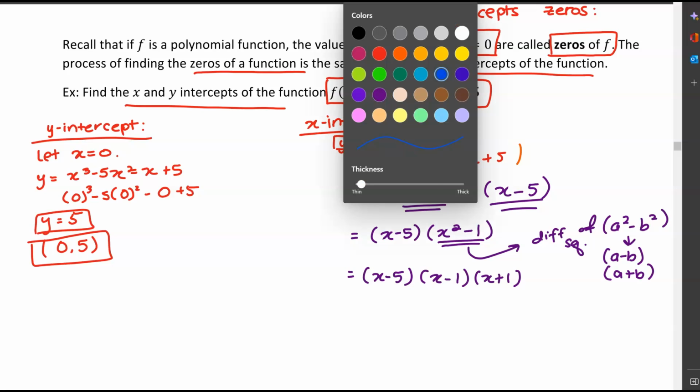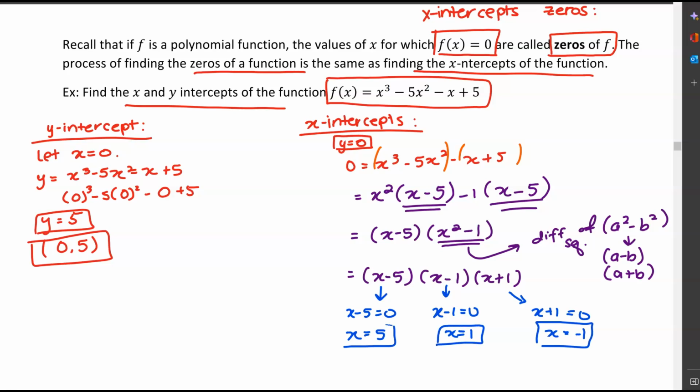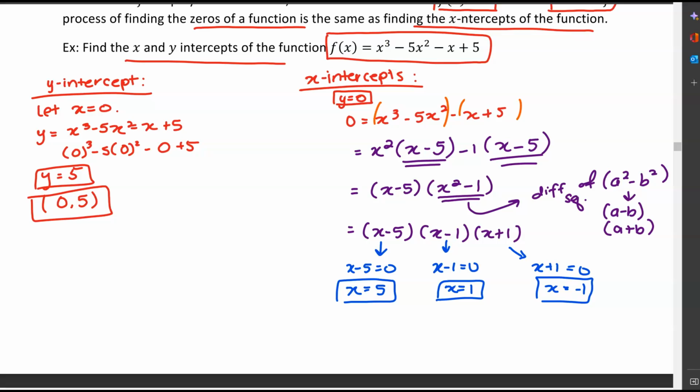These are all prime now, and so let's go ahead and set these equal to 0. So I have x minus 5 is equal to 0, x minus 1 is equal to 0, and x plus 1 is equal to 0. So therefore x must equal 5, x will equal 1, and x will equal negative 1. And so our x-intercepts, or our zeros here, as coordinate points would be (5, 0), (1, 0), and (negative 1, 0). And there are our zeros.